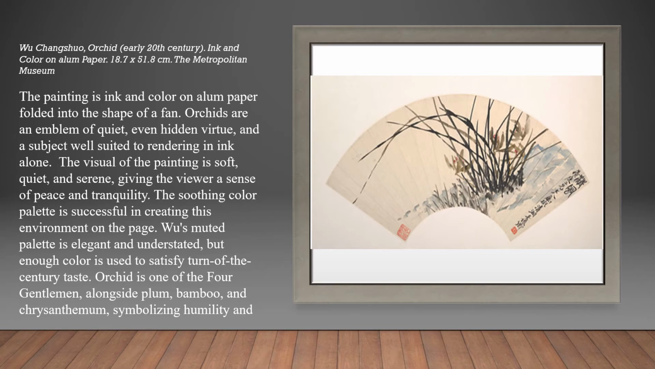The soothing color palette is successful in creating this environment on the page. Wu's muted palette is elegant and understated, but enough color is used to satisfy turn-of-the-century taste. Orchid is one of the 4 gentlemen, alongside plum, bamboo, and chrysanthemum, symbolizing humility and perseverance.